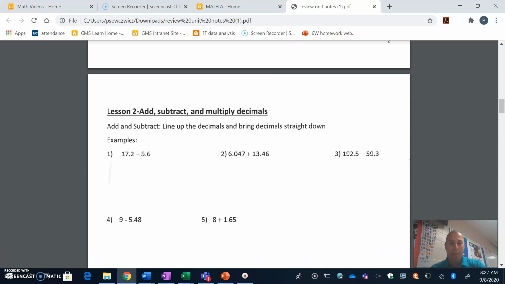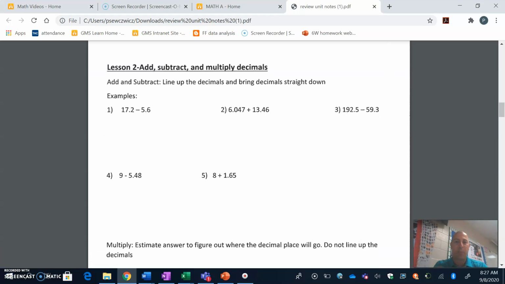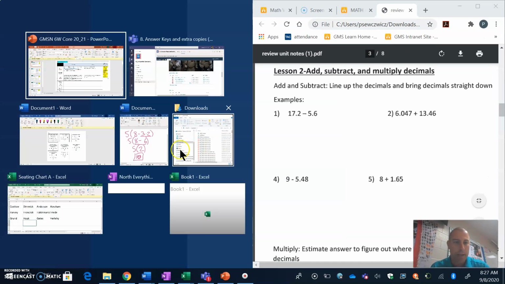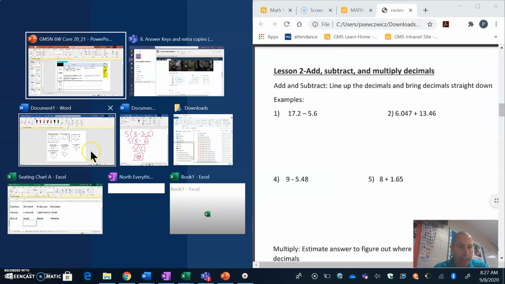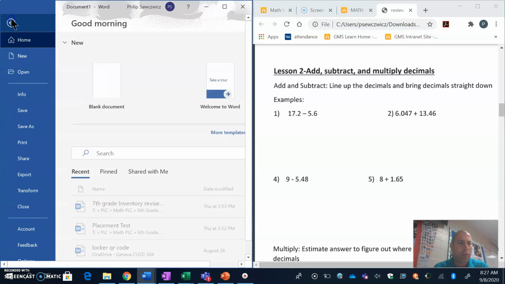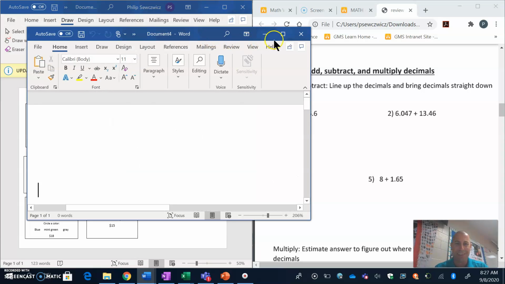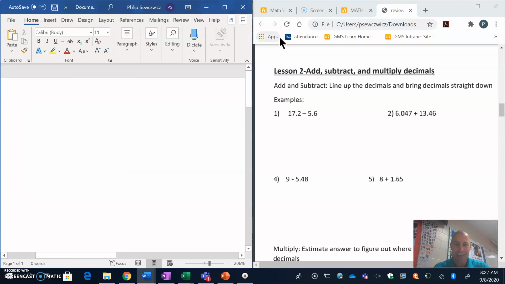Okay, so in your lesson 2, you can see here we are adding and subtracting and multiplying with decimals. So again, adding and subtracting here, line up the decimals and bring them straight down. That's it. That's what we want to keep in mind. So let me see here. Let's get a blank document there. All right, here we go.